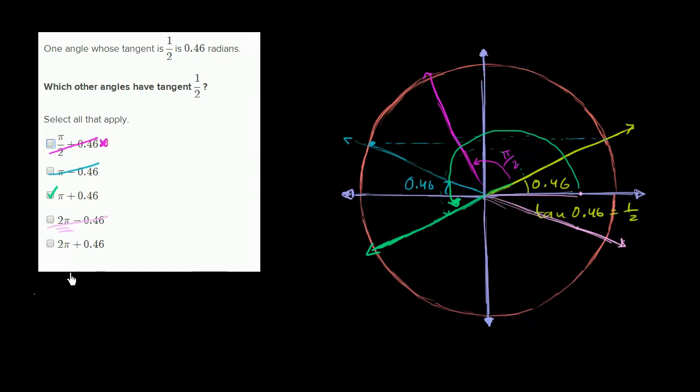Not the same tangent. Now this one, you're taking 0.46 and you're adding 2 pi, which essentially is just going around the unit circle once, and you get to the exact same point. So if you add 2 pi to any angle measure, you're going to not only have the same tangent value, you're going to have the same sine value and cosine value, because you're essentially going back around to the exact same angle when you add 2 pi. So this is definitely also going to be true.